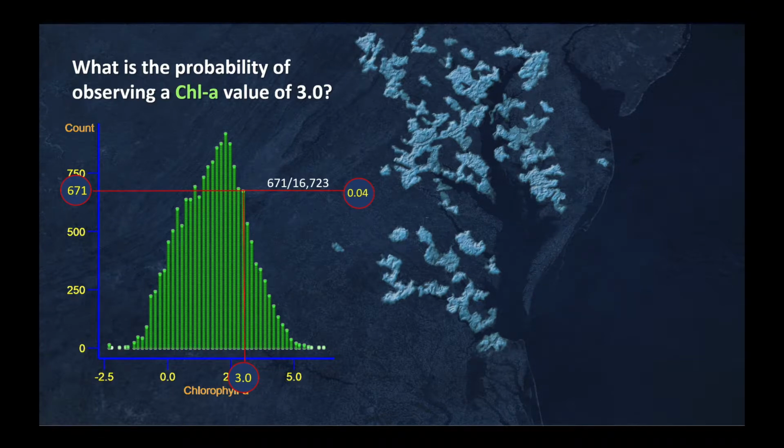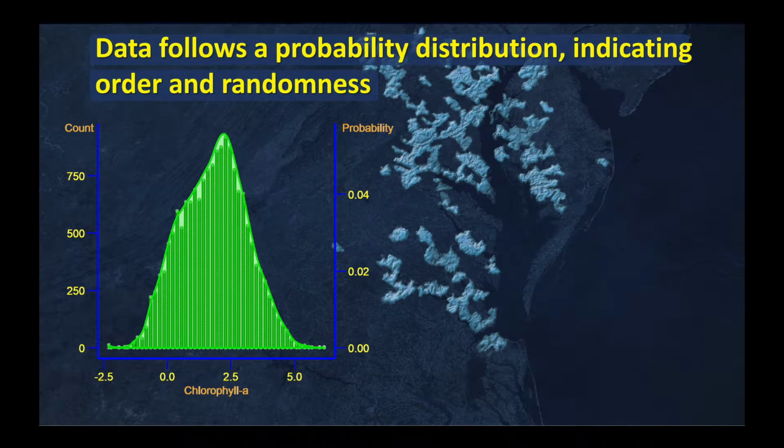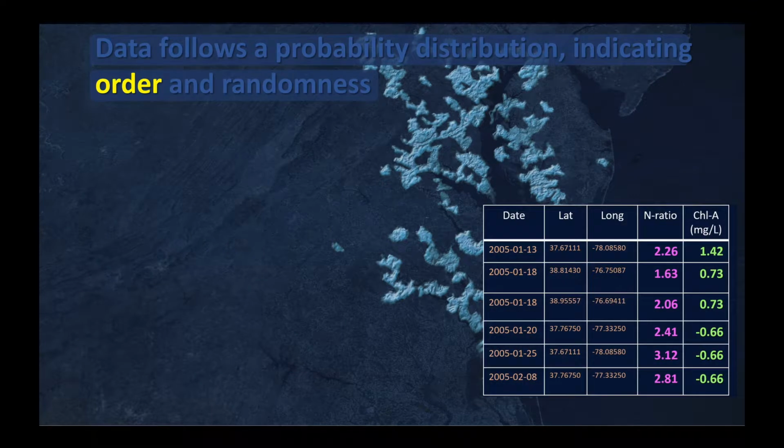Doing this for all values of chlorophyll A across all observations, we can plot the probability of each value. We call this plot a probability distribution. For modelers, probability distributions are exciting to behold because it suggests we are studying a system influenced by both order and randomness. If we are smart and lucky, we can develop a computational model describing this system. Let's first see how we model the system's order.